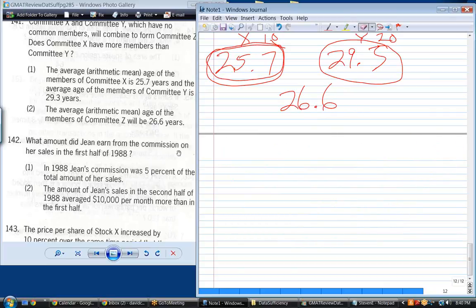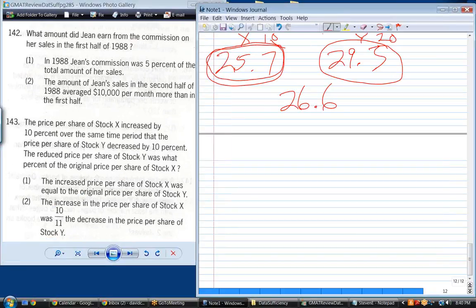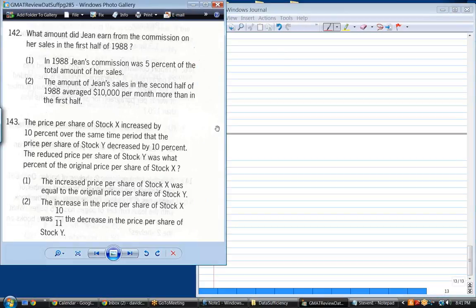All right. $42. Oh, yeah, I've got to cover it up slightly. One's not sufficient. Okay.